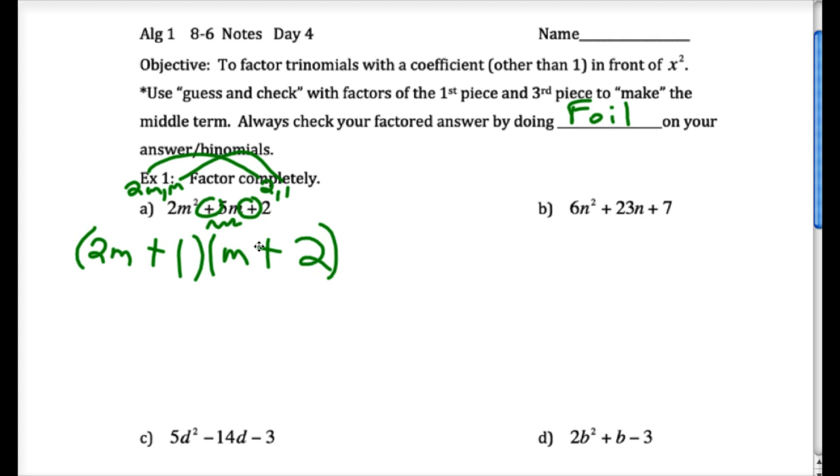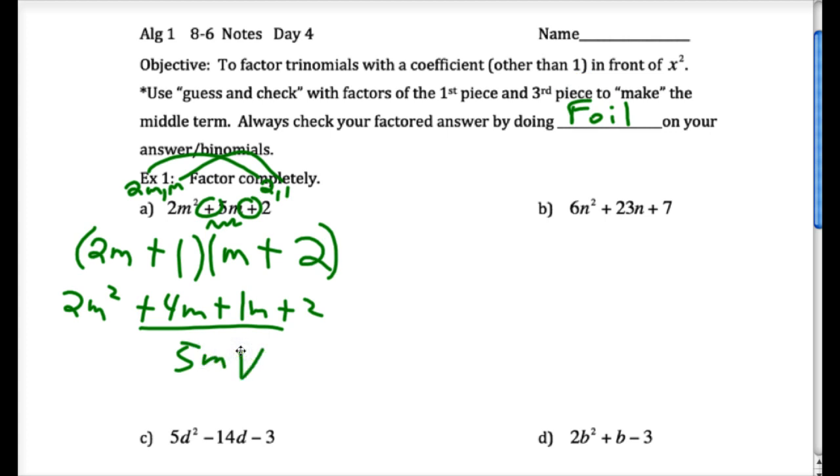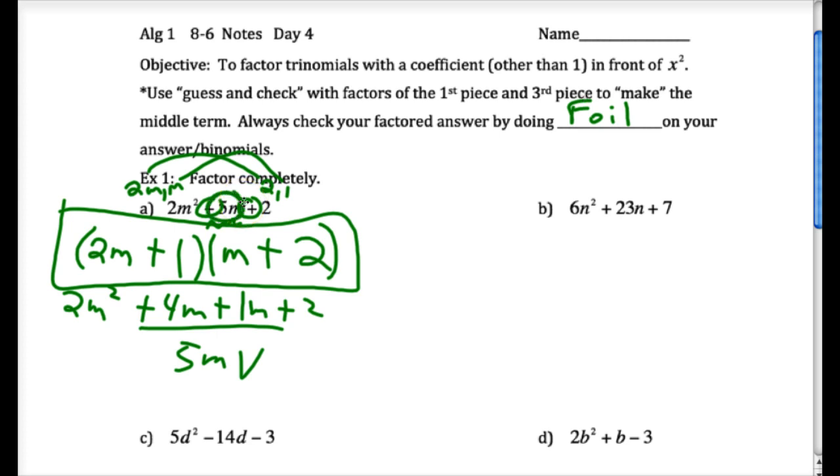How can we check it? Everybody FOIL it real quick. 2m squared plus 4m plus 1m plus 2, 5m. That's what it's supposed to be. It checks. Circle your factored form. Don't circle your FOIL. That's not the answer. Okay, does everybody see what we did there? You're trying to make that 5m out of your magic factors.